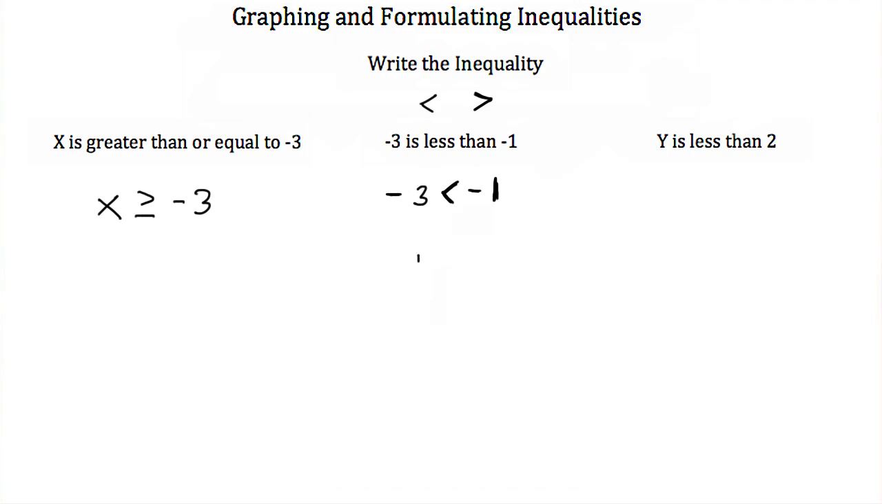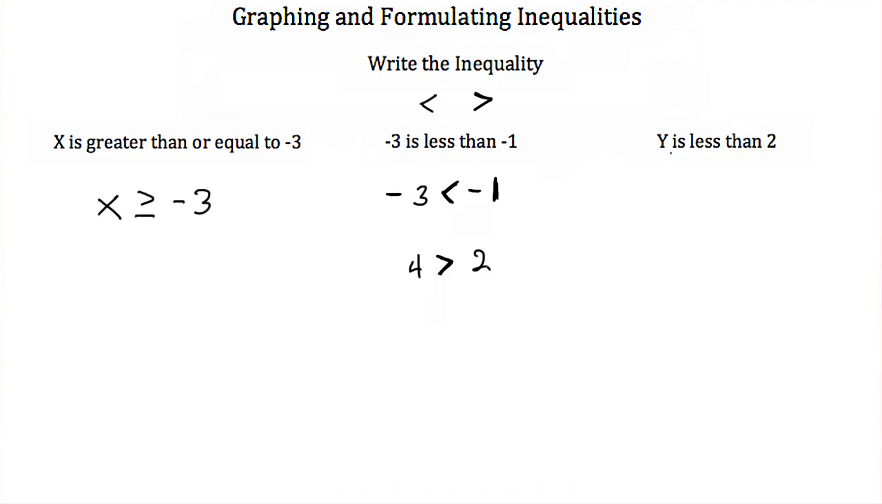If we had a 4 and a 2, and we didn't know what sign to put, we could just draw our sign that points to the smaller number, which is 2. And then to read this, that would mean that 4 is greater than 2.